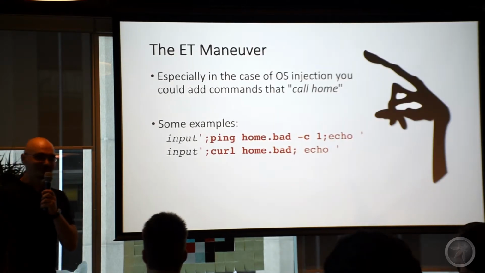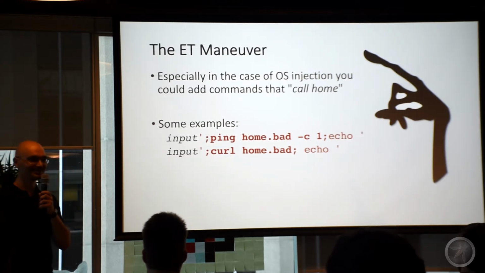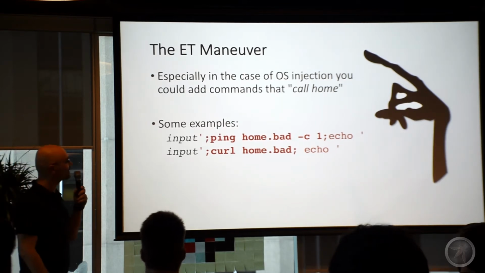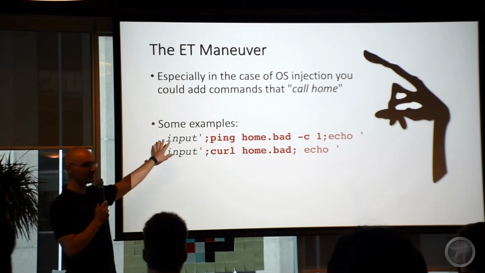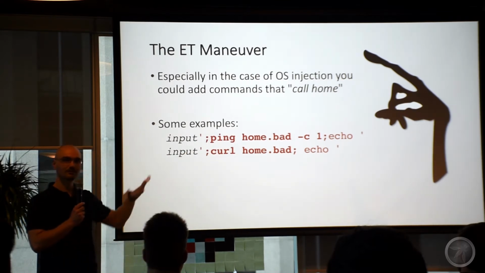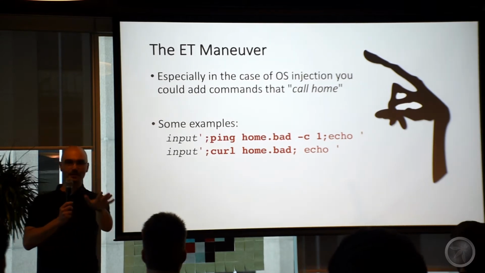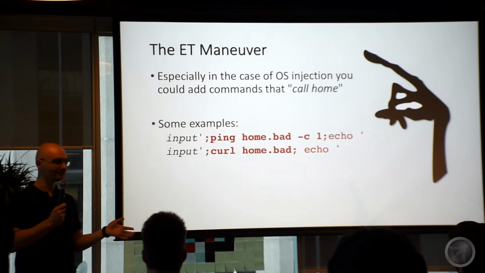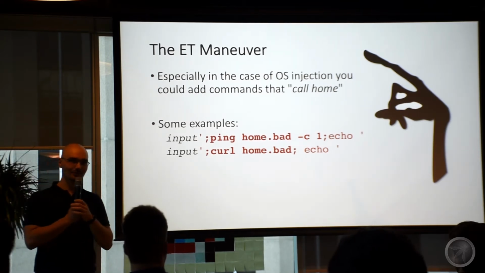The ET maneuver, okay, so what does ET do? Calls home, right? So especially in the case of OS injection, you could add commands that call home. For example, this is your user input. You can ping a server that you control. The application might not return anything to you, completely blind. You don't even know if anything happened, but if you get a ping back, that's how you know.